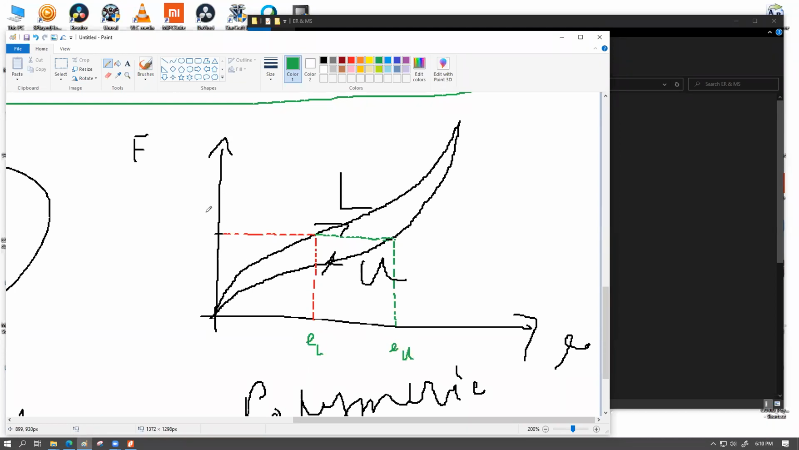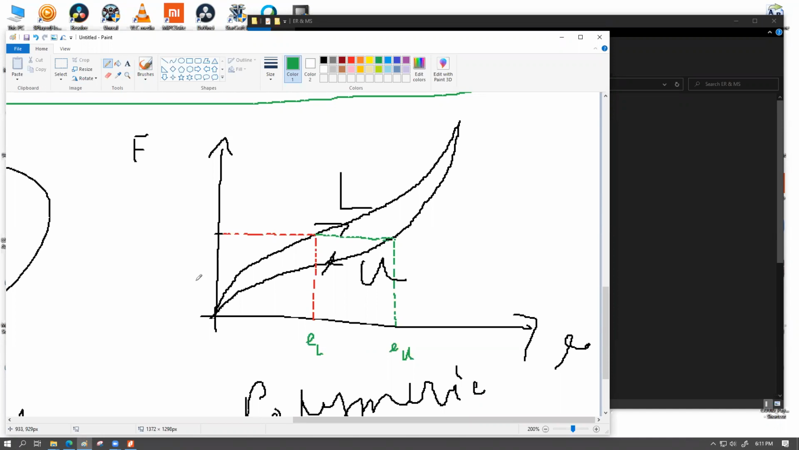So what does this information tell us? It tells us that while loading, the object gives us a smaller extension under the effect of a bigger force, which means it will deform less under the effect of the force. While unloading, it would have a much bigger amount of deformation under the effect of the same amount of force. So what this goes on to mean is that whenever you are increasing the force, let's say 10, 20, 30, 40, 50, 60 Newton, you are increasing the force and doing an experiment.